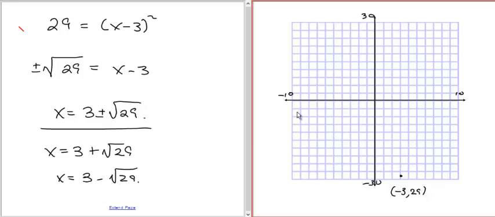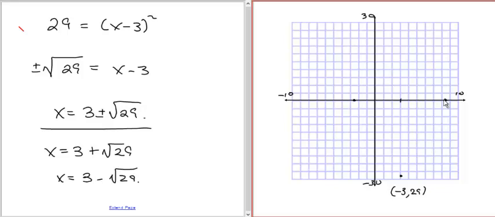Now the two x-intercepts are going to be 3, which is right here. You see that's right. That's why the 3 here is always the x-coordinate of the vertex. And then we're going to go plus or minus the square root of 29. So I have to figure out what that is. The square root of 29 is 5.4. So if you go 1, 2, 3, 4, 5.4, and 1, 2, 3, 4, 5.4, those are your x-intercepts.